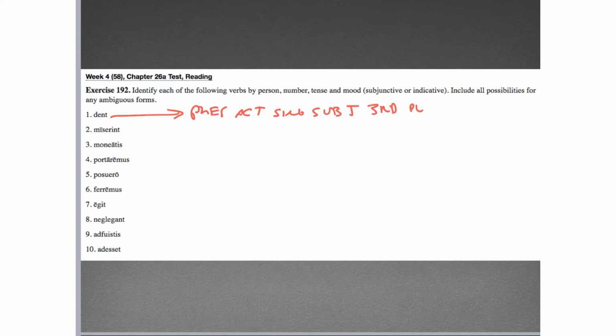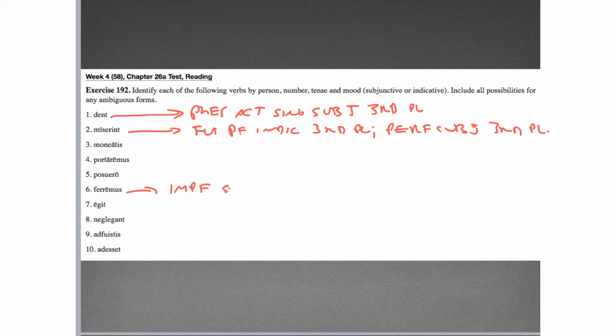I guess it doesn't ask for voice, so we can skip active. So miserint is going to be future perfect indicative, third plural, or perfect subjunctive, third plural. So that is an overlapping form. And I'll skip down to number 6. Pharemus is imperfect subjunctive, first person plural. And I will leave the rest to you.